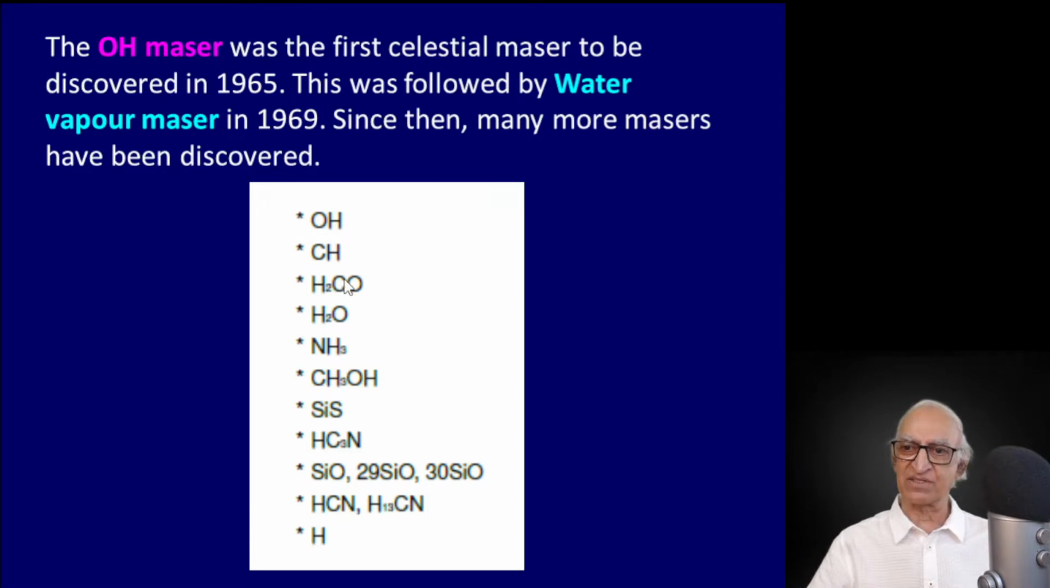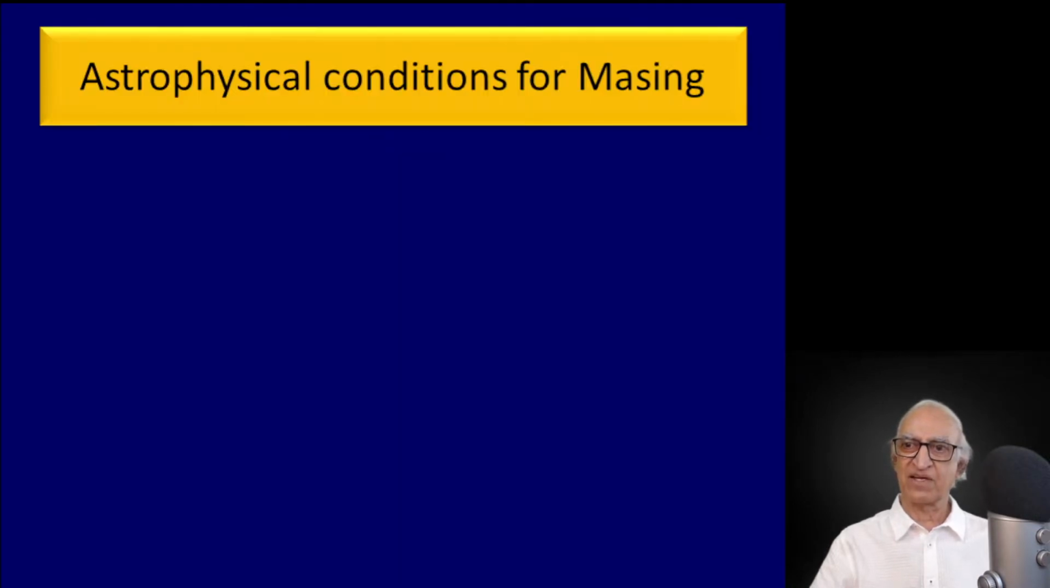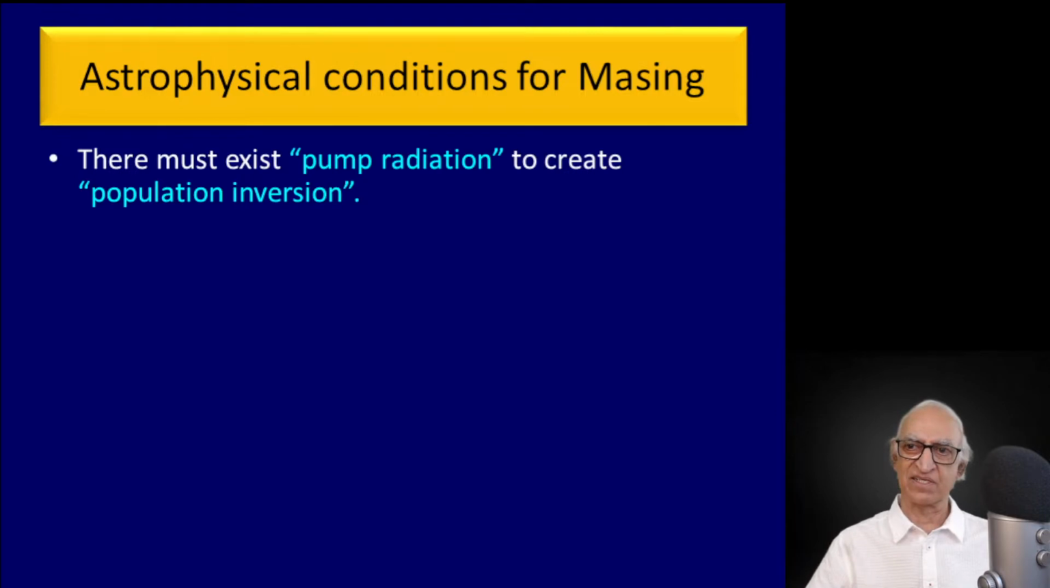Here is a list of masers, which includes ammonia, formaldehyde, water, silicon monoxide, and so on. These are all masers in the interstellar space. Now, the astrophysical conditions needed for masing is there must be a pump. You have to create population inversion. So there must be a radiation field which excites the molecules to the upper level. And you must be able to create an inverted population.